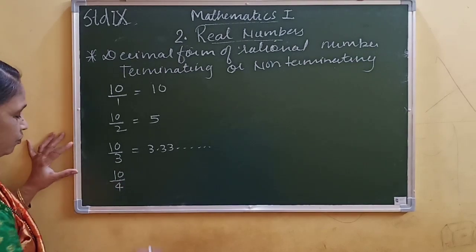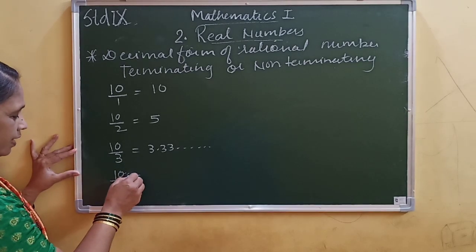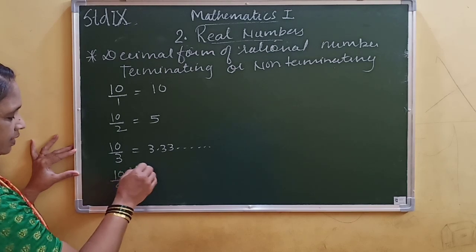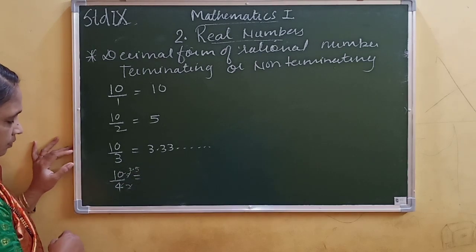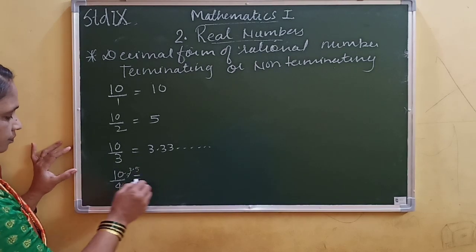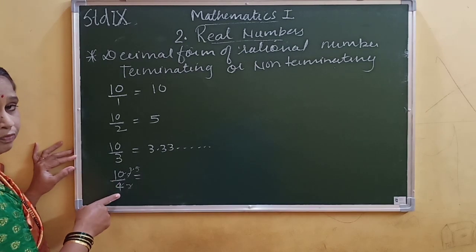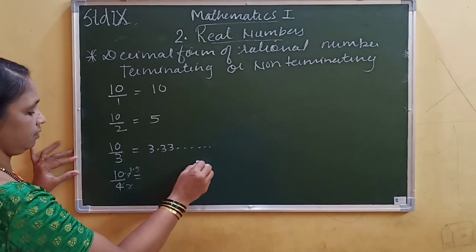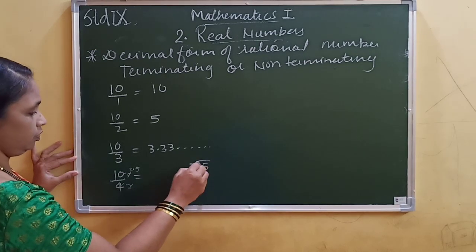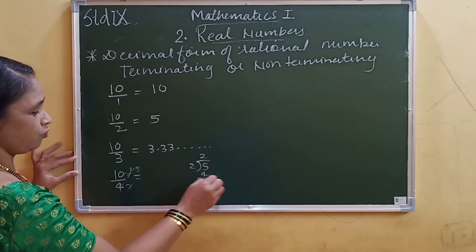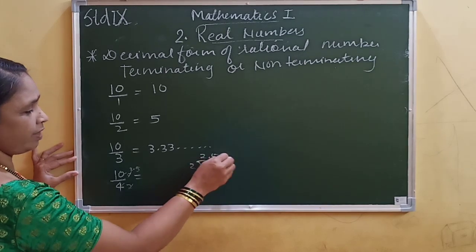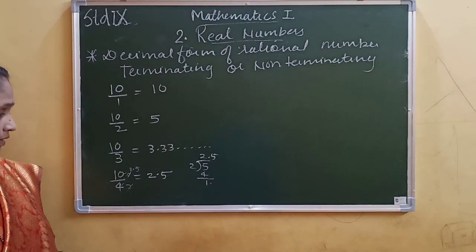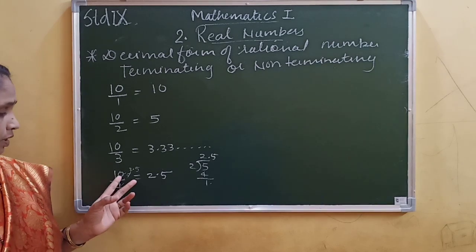If 10 is divided by 4 means what? We can reduce 5 and 2. Two 2s are 4 and two 5s are 10. So 5 we have to divide by 2. Two 2s are 4, 1 remains. Now here 0.2 fives are 10. Means it gets 2.5. Like this division we have to do it. See, orally I had done it.